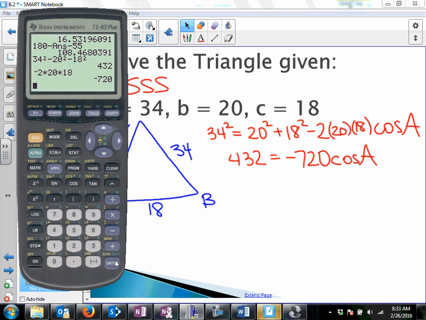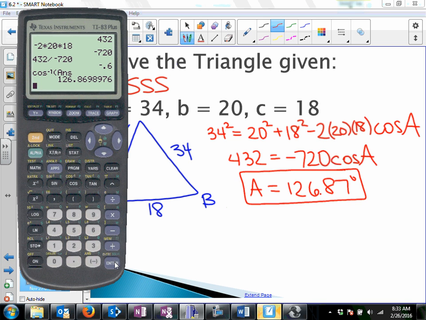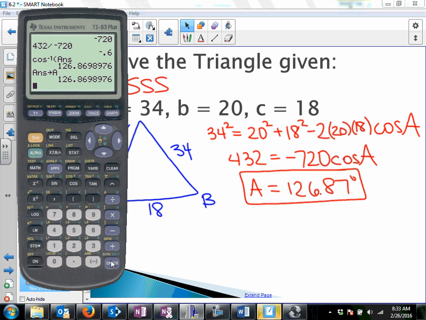Okay, now what do we do with negative 720? Divide it. So 432 divided by negative 720. And then we need to, okay, so inverse cosine, 126.87 degrees. Okay, I'm going to go ahead and save that as A for angle A.